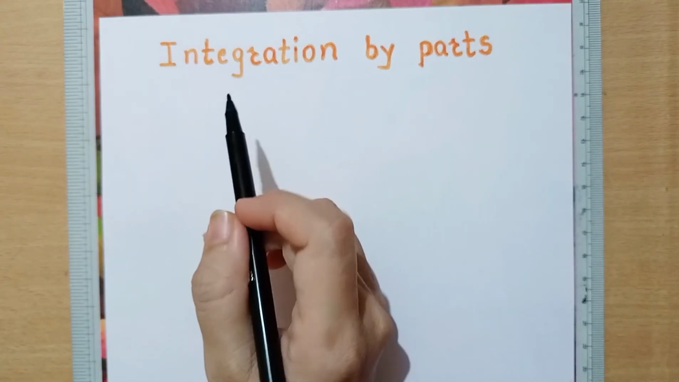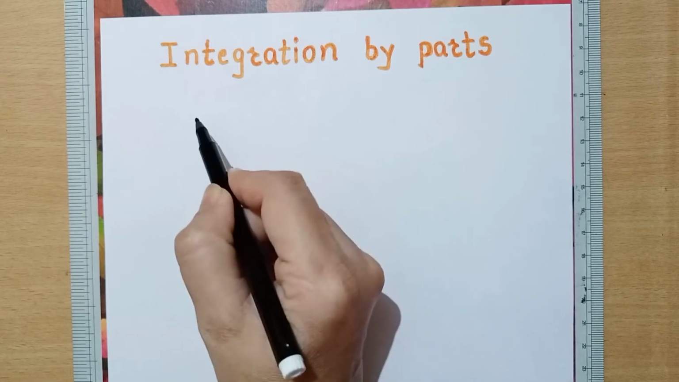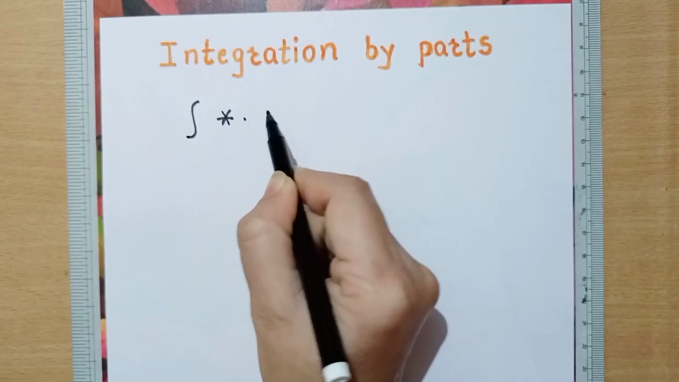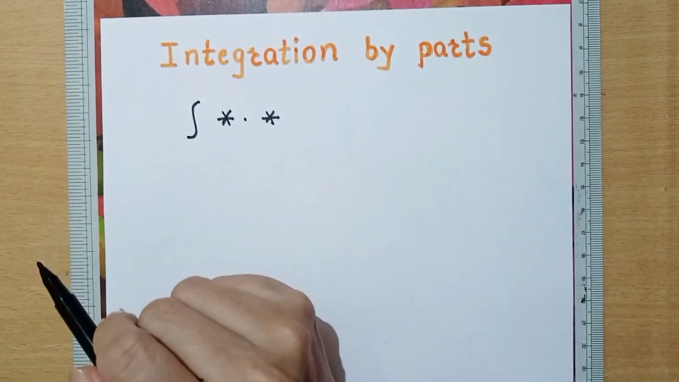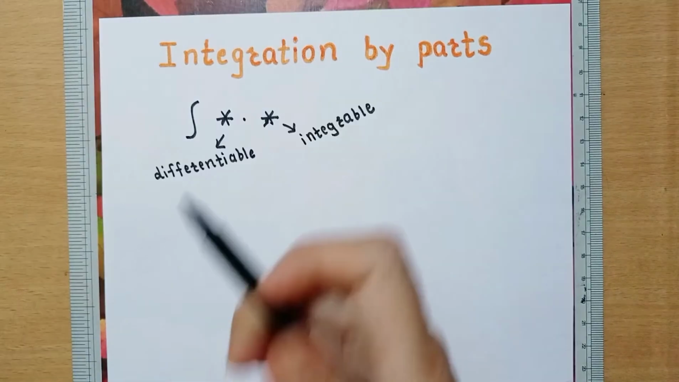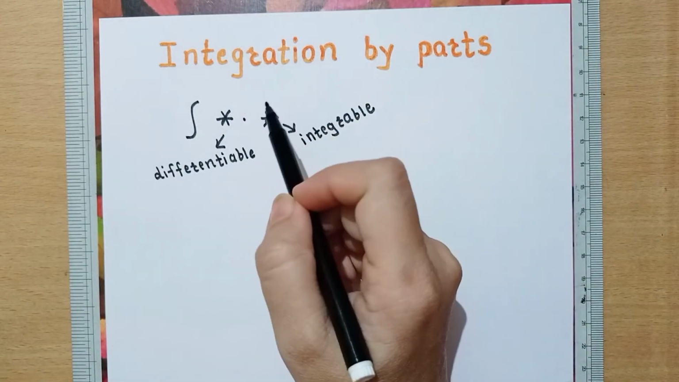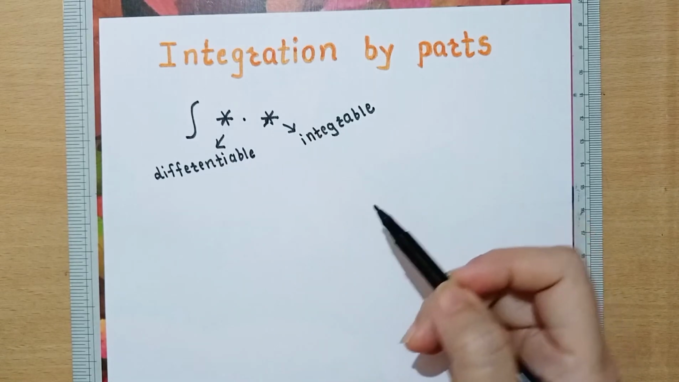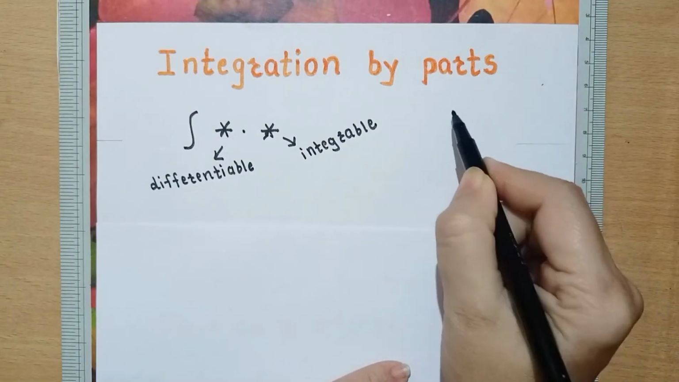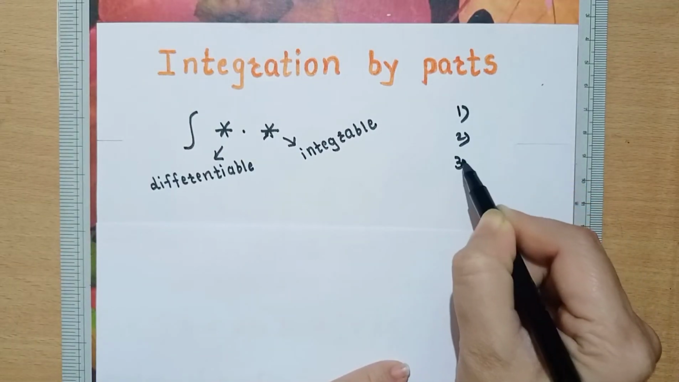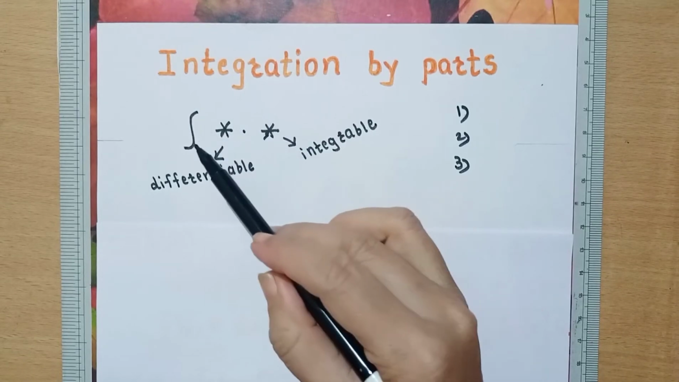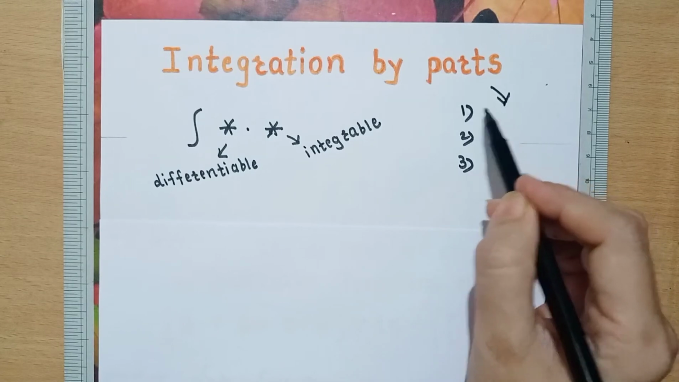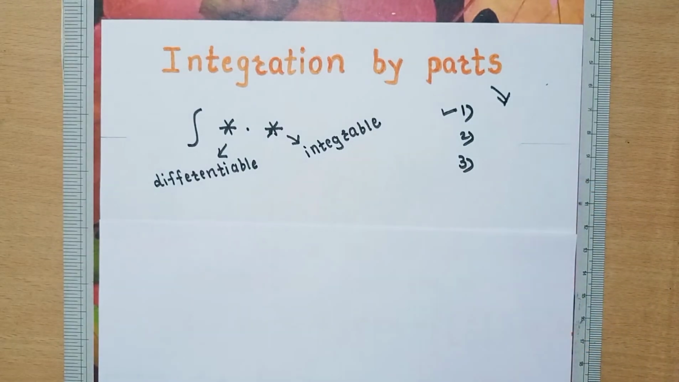This method is very useful when the integrand is the product of two functions. Suppose this is one function and this is a different type of function. We can use this rule conveniently if the first function is differentiable and the second function is integrable. There are three types when the integrand is the product of two functions. The first type is the integration by parts rule. Let's check this rule through the following theorem.